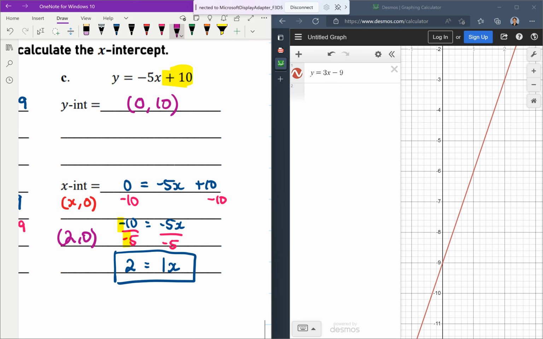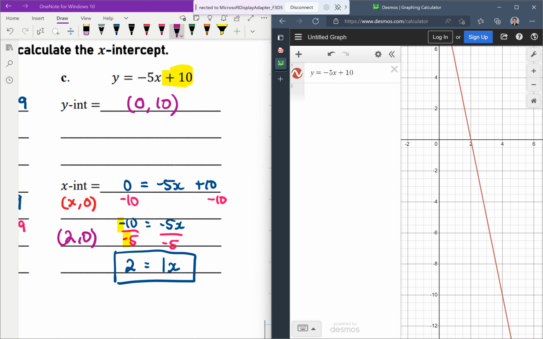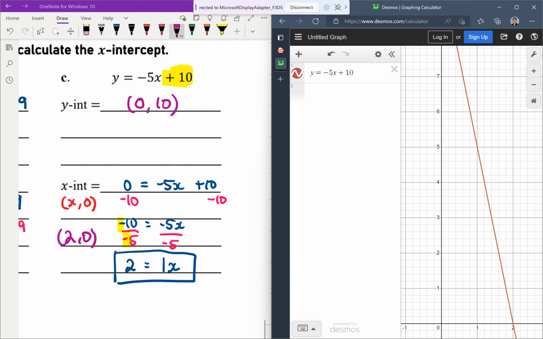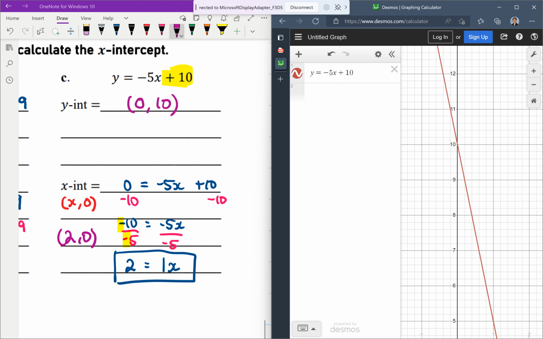All right, let's see if this is true now. So I'm going to go to my Desmos graph. Negative 5x plus 10. Let's zoom out and let's see. So I should have 2, 0 on the x-axis. And I do. I've got 2, 0. Next one should be 0, 10. So if I scroll up, it touches exactly at 0, 10.